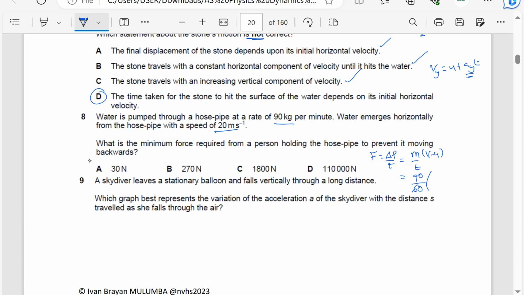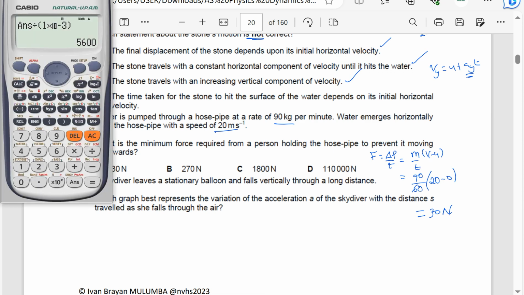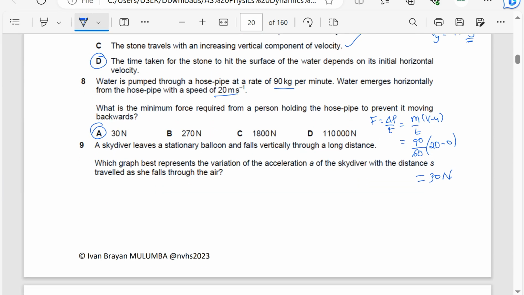What is the minimum force required from a person holding the hosepipe to prevent it moving backwards? So it means the final velocity should be 0. So this will be 20 minus 0. And I think that is 90 divided by 60, zeros cancel out, and this gives us 30. So the answer is going to be A. You can check with the calculator: 90 times 20 divided by 60. So that is 30 newtons.